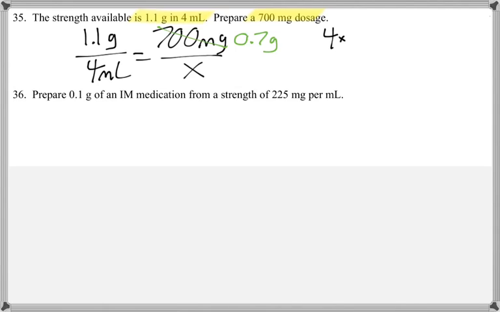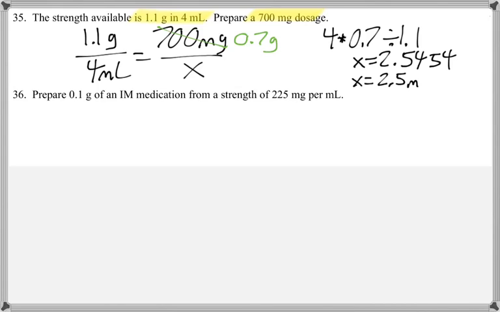So it's 4 times 0.7 divided by 1.1. So 4 times, my calculator says low batteries. So that's not good. 4 times 0.7 divided by 1.1, and we get x is equal to 2.54 repeating. They want us to round to the nearest tenth, so this will be 2.5 mLs.